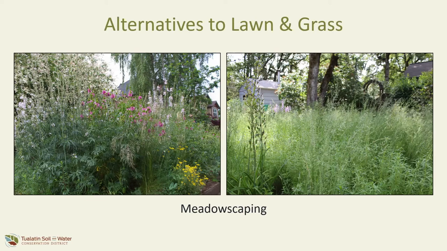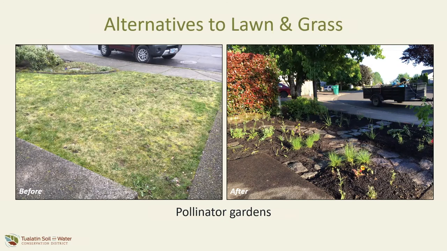Another option is to create a pollinator garden. So this is a before and after photo pairing. In the left photo, you can see just a degraded patch of lawn that isn't really serving any purpose. It doesn't have much biological value because there aren't many species there. It's not very healthy. And it also doesn't provide aesthetic value. It's not very nice to look at.